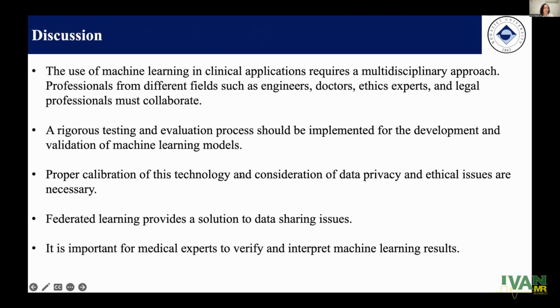So the use of machine learning in clinical applications actually requires a multidisciplinary approach. We need professionals from different fields. Engineers are not enough. We need doctors, ethics experts, law experts, and we need to collaborate. And we need a rigorous testing and evaluation process for the development and validation of machine learning models. And proper calibration of this technology is necessary. We need to consider data privacy and ethical issues. Federated learning is a solution for data sharing, and it is important that medical experts verify and interpret machine learning solutions.